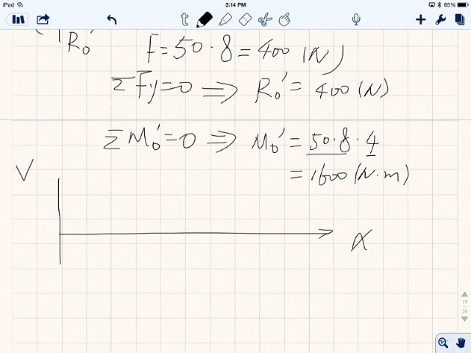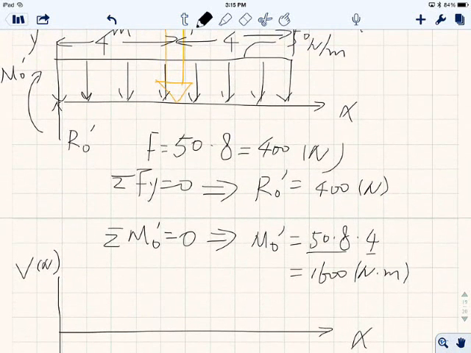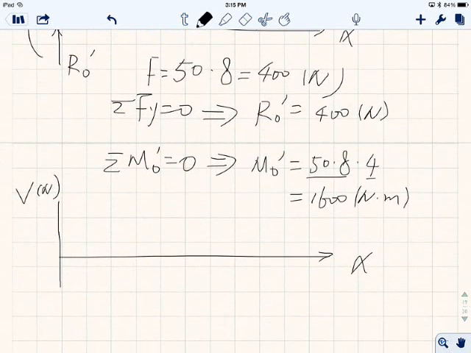First of all, shear force as a function of x. So see here, R prime equals 400 newtons positive, right? And you have a distributed load of 50 newtons per meter. Therefore, it's going downwards with a slope of negative 50. So we automatically know this is 400, and then it's going downwards like this.